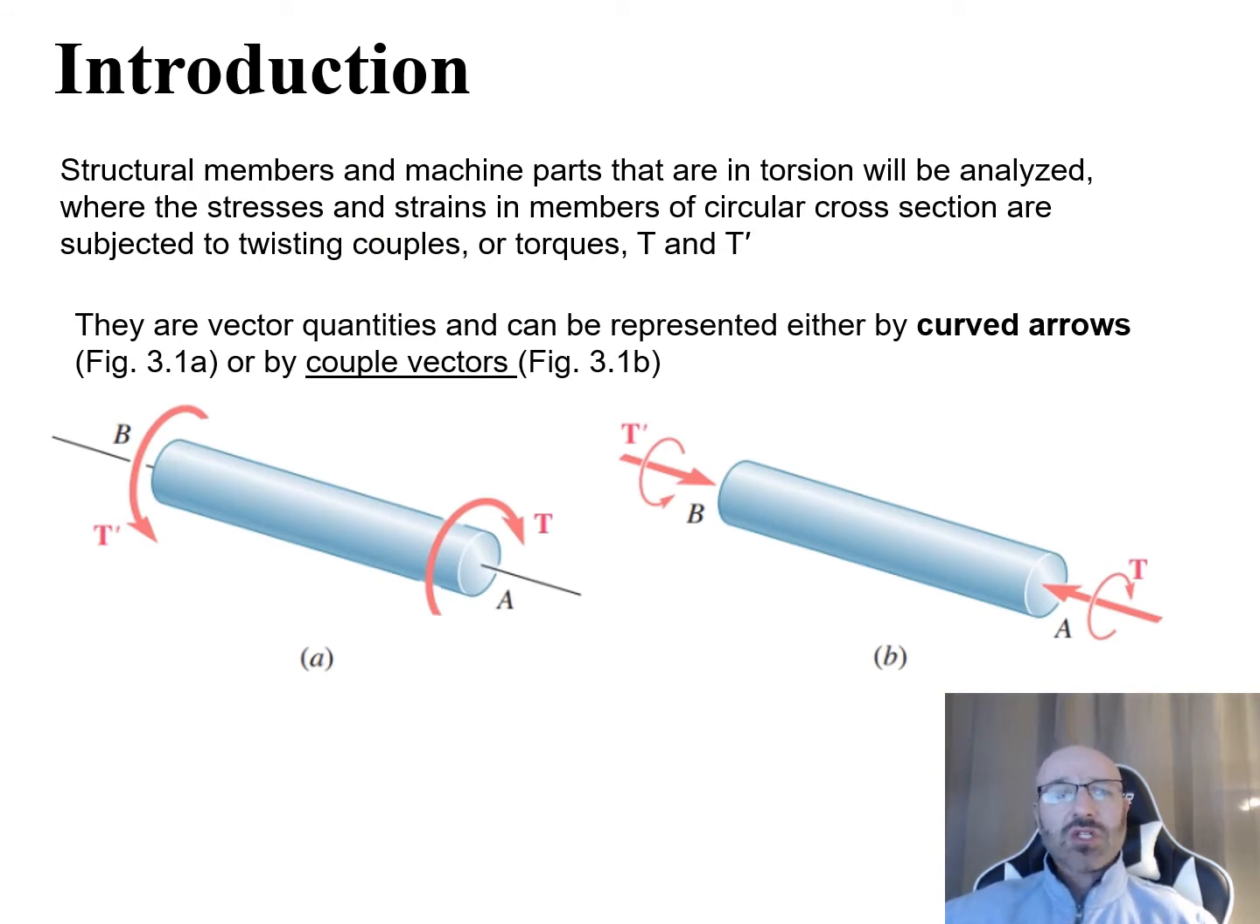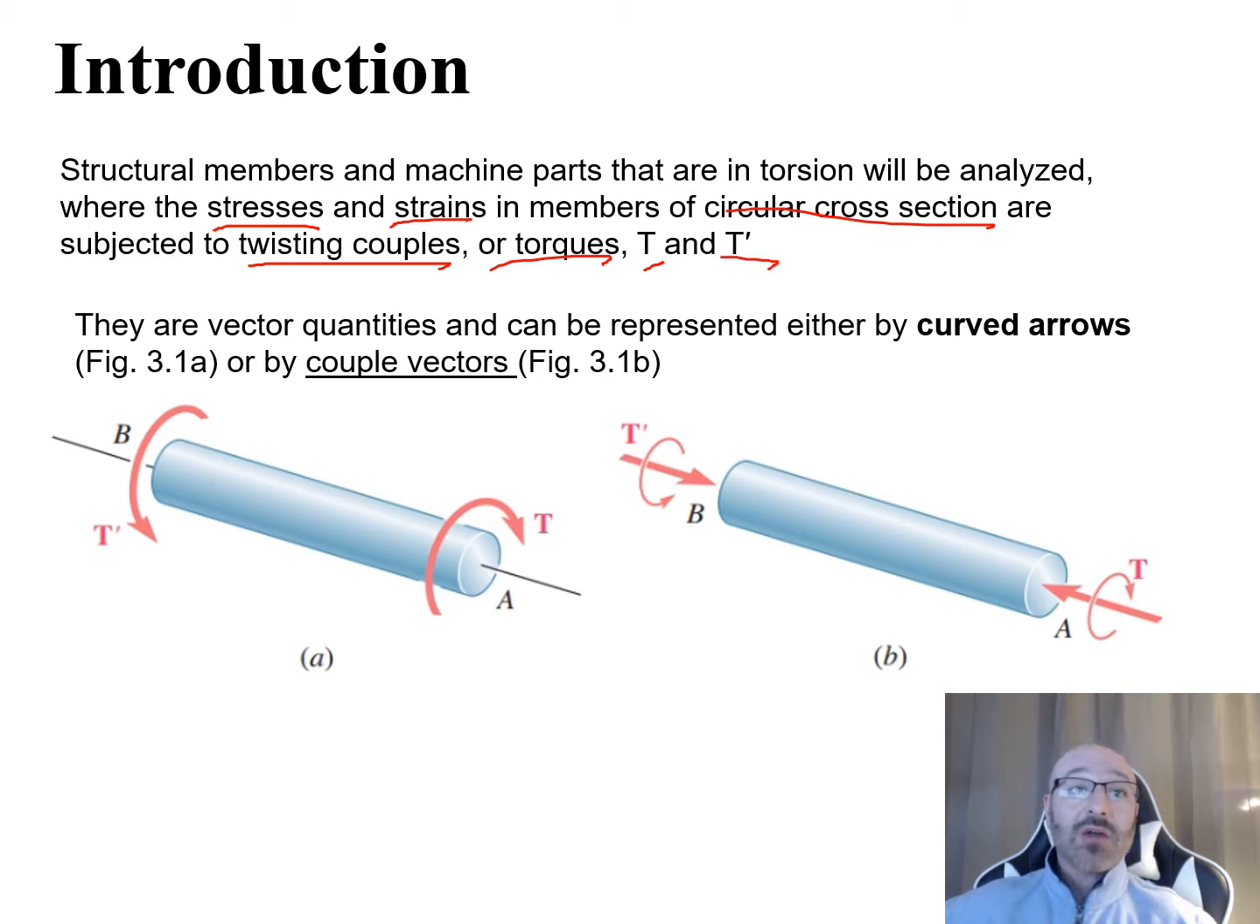So as we begin Module 4 and Chapter 3 in our textbook, we'll take a little bit of an introduction here. We're going to look at some structural members and machine parts that are in torsion, and they're analyzed for the stresses and strains in the members, where the cross-sectional sections are subjected to these twisting couples or torques that we see here as T and T prime.